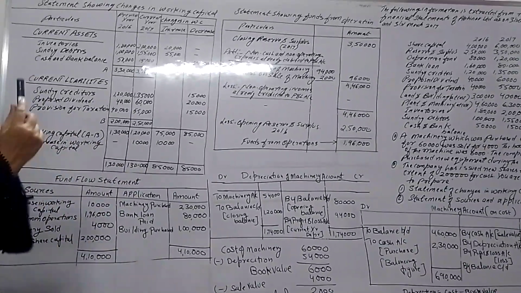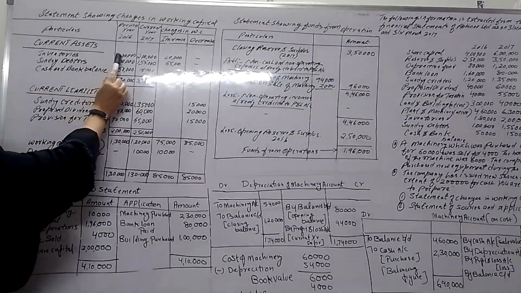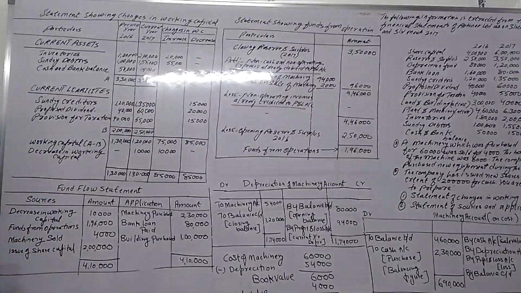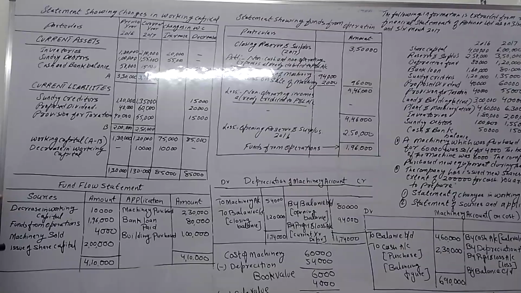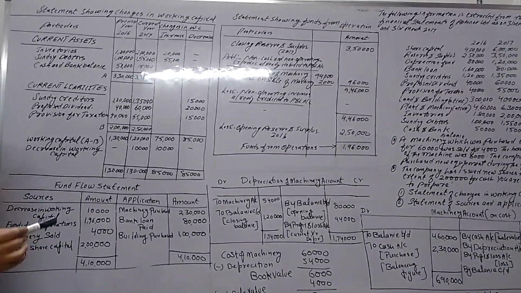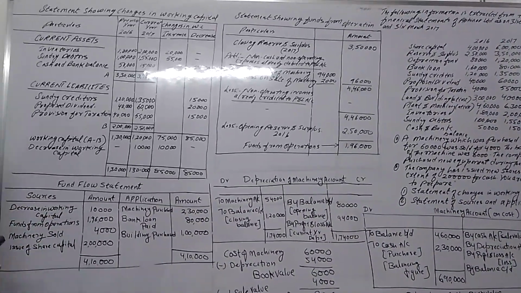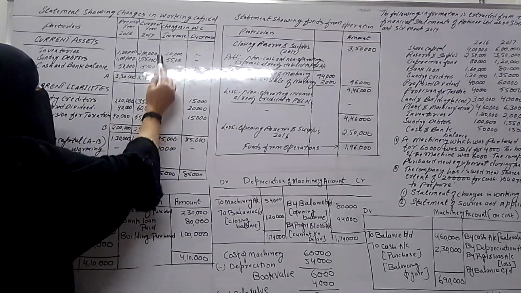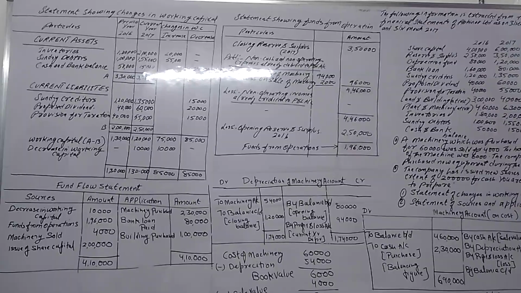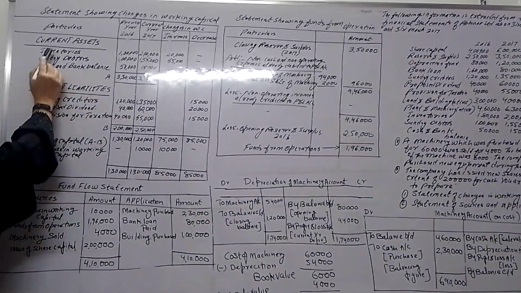So this is the statement of changes in working capital. The format is particulars, previous year, current year, changes in working capital, increase and decrease. Here 2 years information is given, 2016 and 2017. So 2016 is our previous year, or we can say base year, and 2017 is our current year. Now changes in working capital, the change may be increase or the change may be decrease. So increase and decrease.